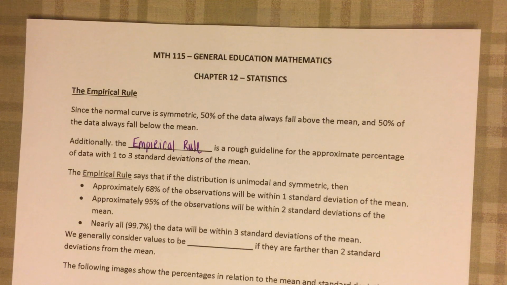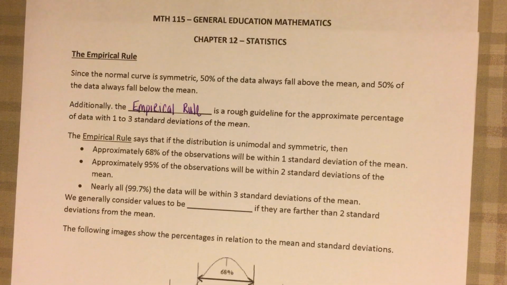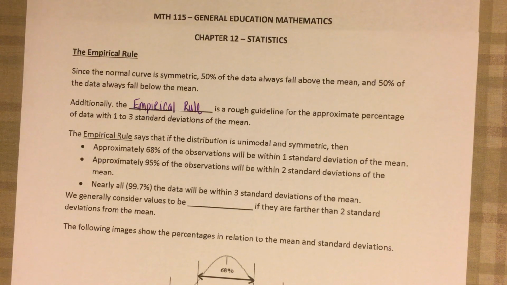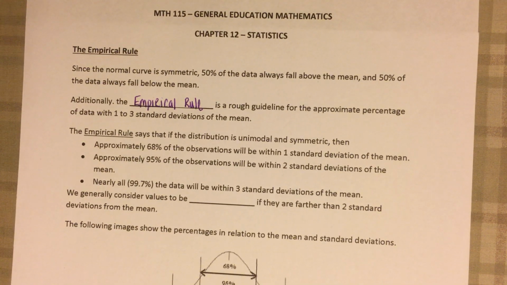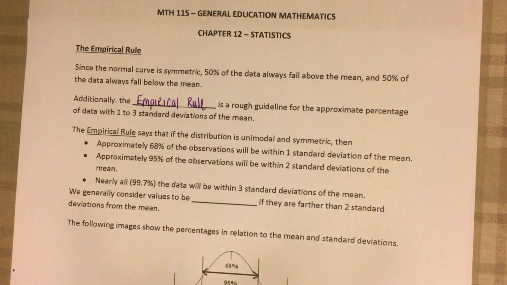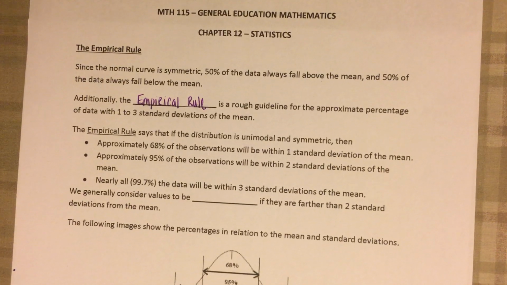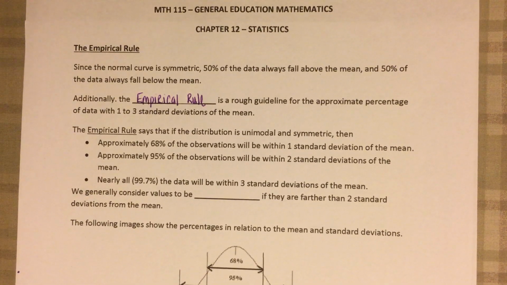So the empirical rule is a rough guideline for the approximate percentage of data within 1 to 3 standard deviations of the mean. The empirical rule says that if the distribution is unimodal and symmetric, then approximately 68% of the observations will be within 1 standard deviation of the mean. Approximately 95% will be within 2 standard deviations of the mean, and approximately 99.7%, or nearly all of the data, will be within 3 standard deviations of the mean.